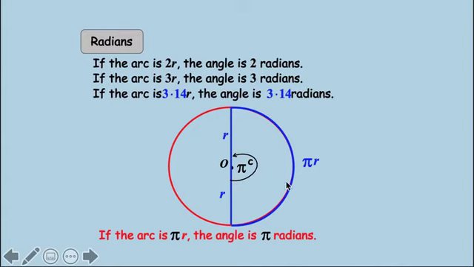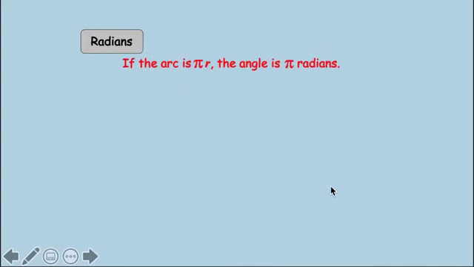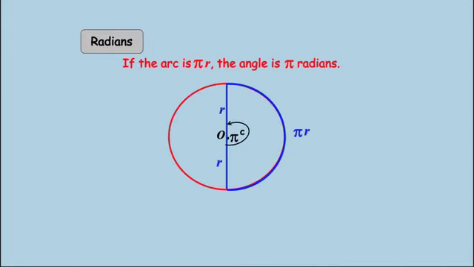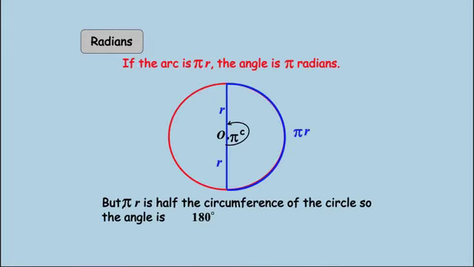Okay, so the angle, if we've got an arc of pi times the radius, pi r, equals pi radians. So we've said this: if the arc is pi r, then the angle is pi radians. And we've drawn this diagram. But pi r is half the circumference of the circle, so the angle is 180 degrees.